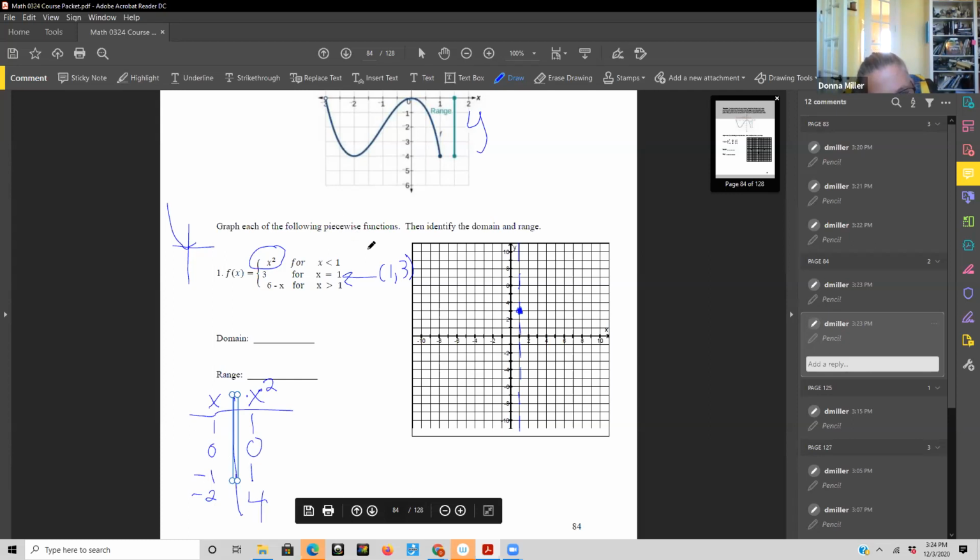Now let's talk about the point here. Because it doesn't have an equal, I'm going to use an open dot. All right, so open dot at the boundary at 1, 1. So 1, 1, open dot.